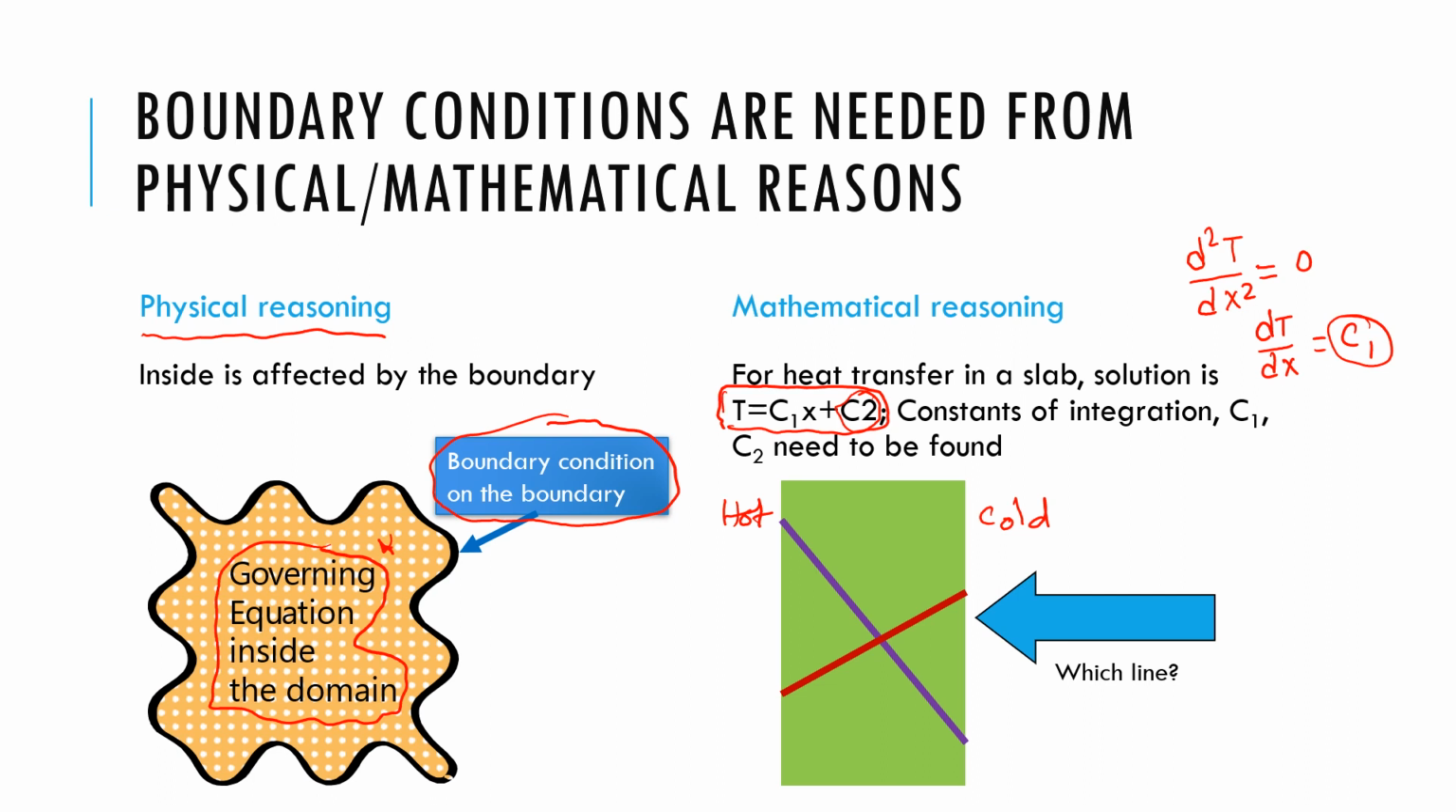Yes, we have a solution, but that is a general solution. It is not specific to the problem. This simply says that the temperature will vary linearly. Whether it's going to be this line or this line depends on the boundary conditions. So we have physical reasoning as well as mathematical reasoning that we absolutely need the boundary conditions.